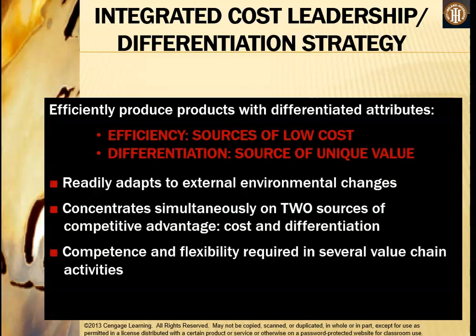The integrated cost leadership and differentiation strategy, as it says, is an integration of the cost leadership and the differentiation strategy at the same time. This efficiently produces products with differentiated attributes. The efficiency is the source of low cost, and the differentiation is the source of unique value. It readily adapts to external environmental changes and concentrates simultaneously on two sources of competitive advantage, which are cost and differentiation. The competence and flexibility required in several value chain activities is important.